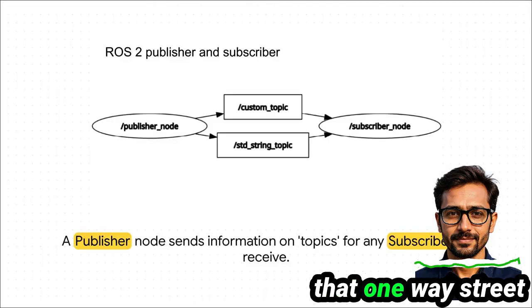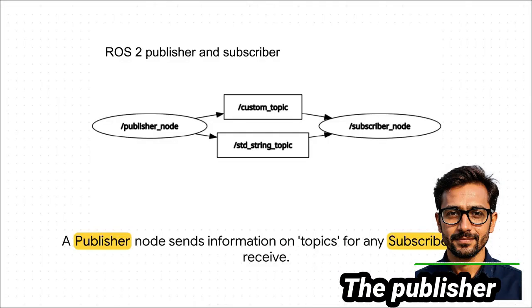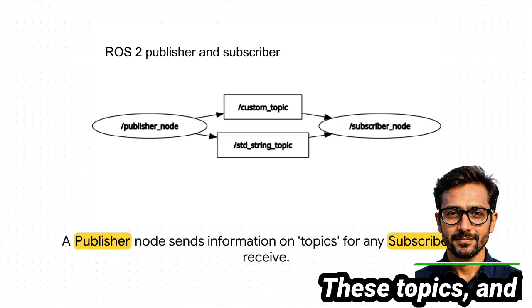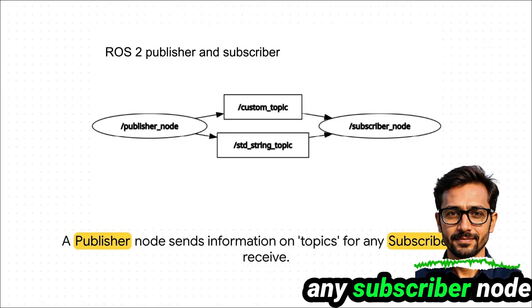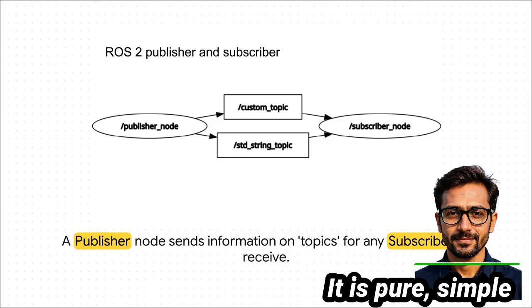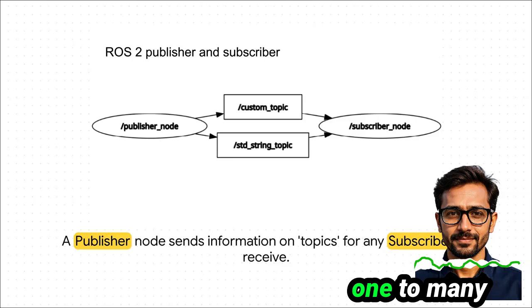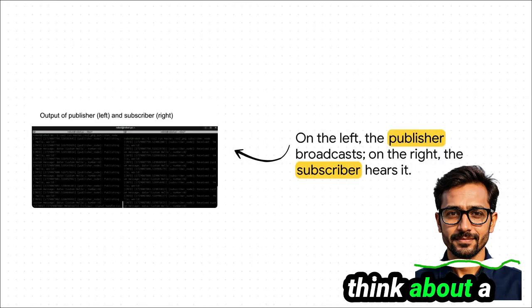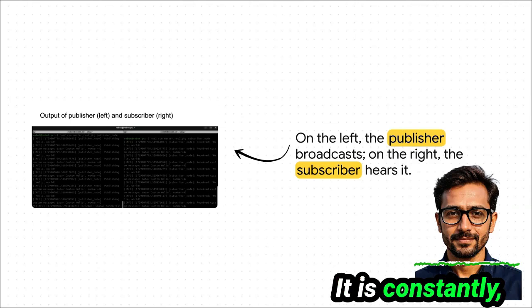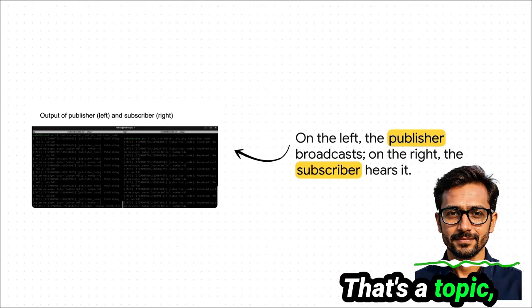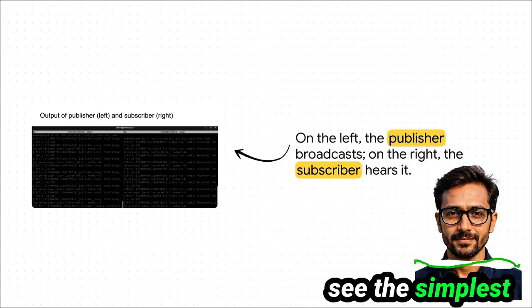And you can see that one-way street in action right here. The publisher node is just sending out its messages on these specific channels, these topics. And any subscriber node that cares about that information just listens in. It is pure, simple, one-to-many communication. A perfect real-world example? Think about a robot's camera. It is constantly, endlessly streaming video frames. That's a topic.